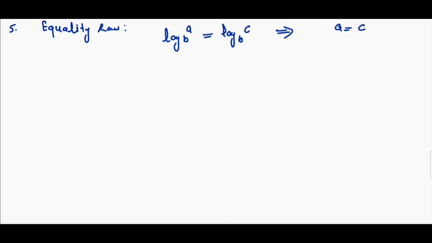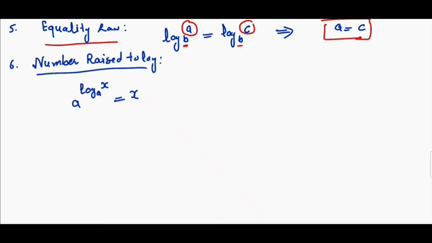So next we have the equality law. According to this, if log of a base b is equal to log c base b, meaning the bases on both the left hand side and right hand side are equal, then we can say that a is equal to c. Next we have number raised to log. Means we have a number and its power is in the form of log with the same base as the number a. Then a raised to power log of x base a is equal to x.